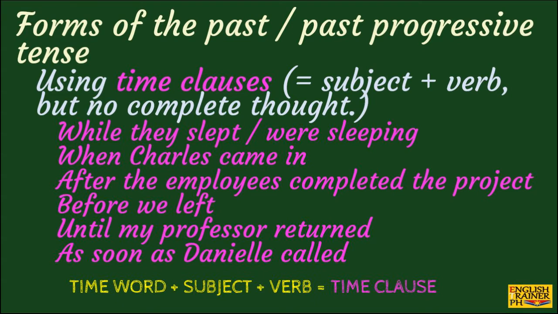And again, just because we have a subject and a verb doesn't mean that this is a sentence. This is called a clause because even if I said while they slept, it doesn't really mean anything. You won't be able to understand me, right? Because there is no main clause. So this is just a time clause because it starts with a time word or time words. It has a subject and a verb.